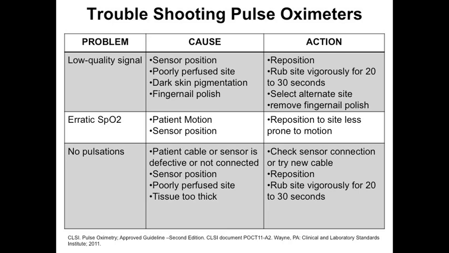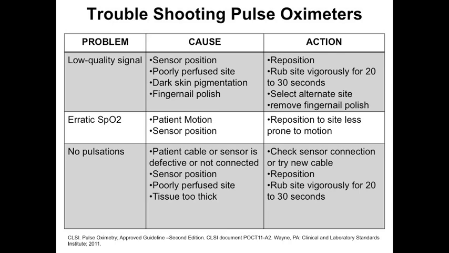The test operator should be familiar with troubleshooting recommendations from the specific pulse oximeter make and model being used. This table highlights some of the common problems, causes, and corrective actions for pulse oximeters. Low signal quality may be caused by inappropriate sensor position, poorly perfused site, dark skin pigmentation, or fingernail polish. Corrective actions include repositioning the sensor, rubbing the site vigorously for 20 to 30 seconds, selecting alternate sites, and always remove fingernail polish before performing pulse oximetry.